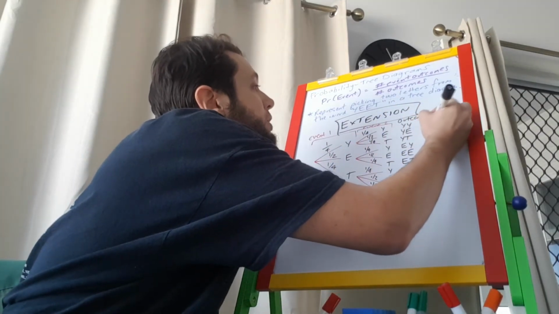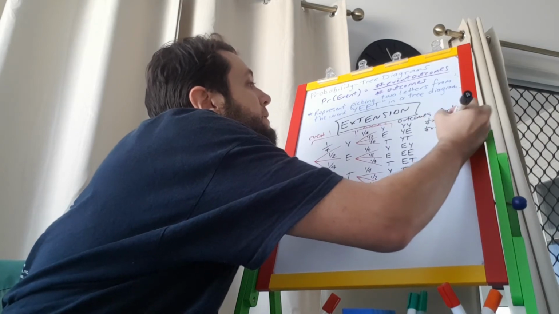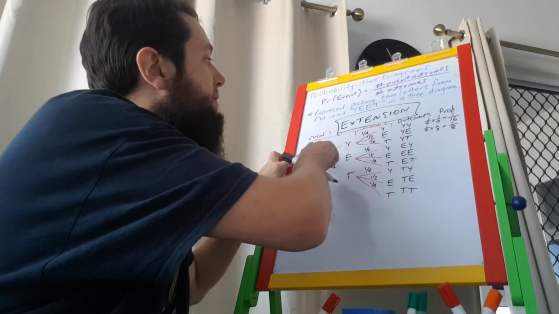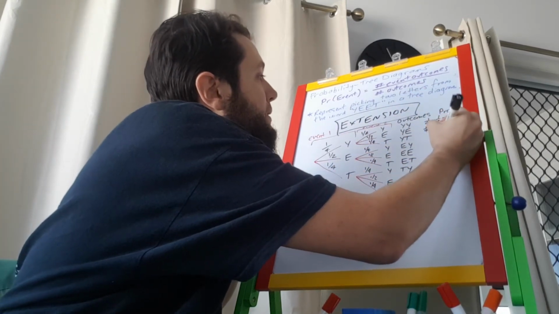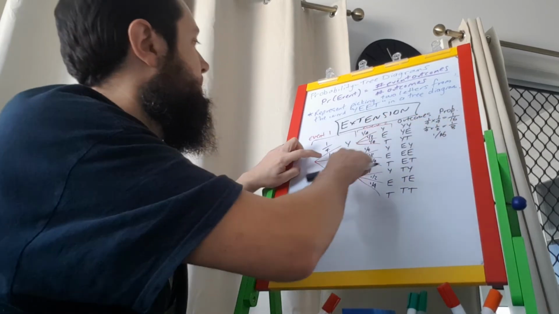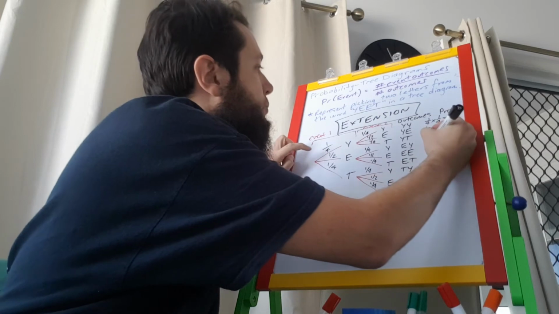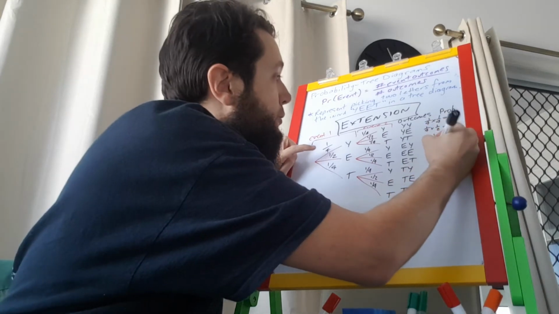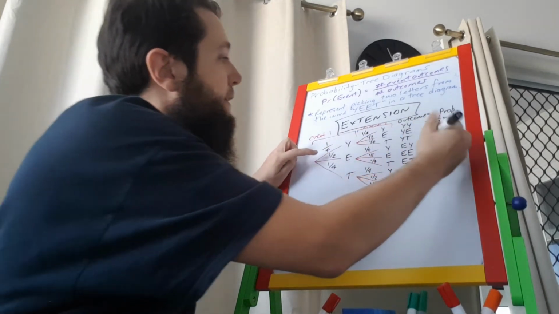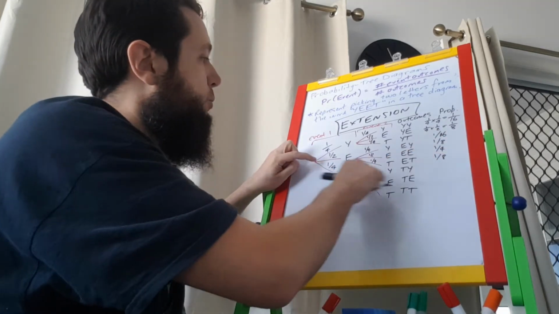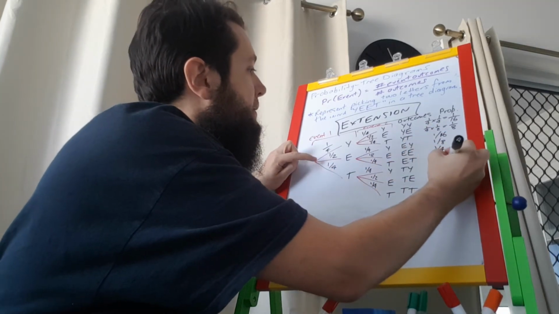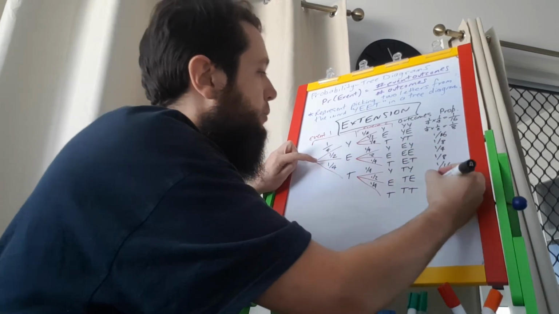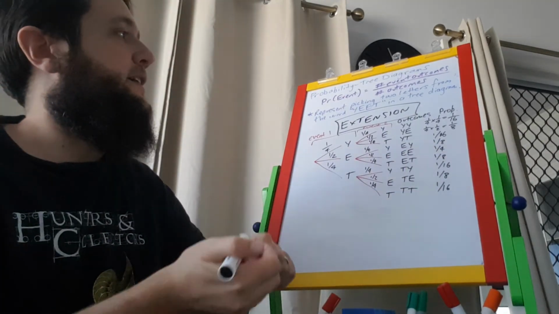So 1/4 times 1/2 is 1/8. So my probability of getting YE is 1/8. YT here is another 1/4 by 1/4, so it's going to be 1/16. EY is another 1/2 by 1/4, so it'll be 1/8. 1/2 times 1/2 there, I'm going to get 1/4. 1/2 times 1/4, it'll be 1/8 on this path. 1/4 times 1/4 here will give me 1/16. 1/4 times 1/2 will give me 1/8. And 1/4 times 1/4, 1/16 for the probability of getting TT.